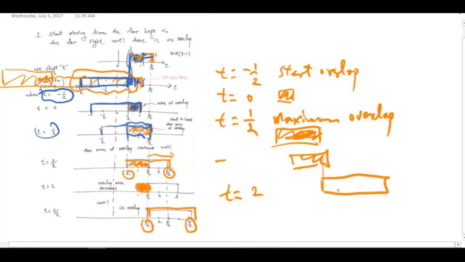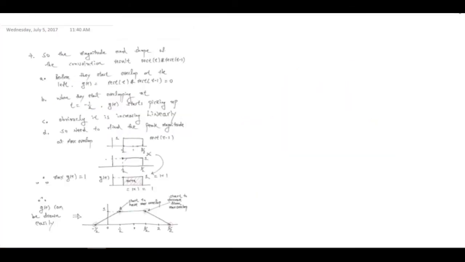So the next step is to work out the overlapping area. So this is the overlapping area. When t is equal to here, it is maximum overlap. When it is maximum overlap, we have an area. This is 1 times the magnitude. So 1 times 1 is equal to 1. So the area is equal to 1.